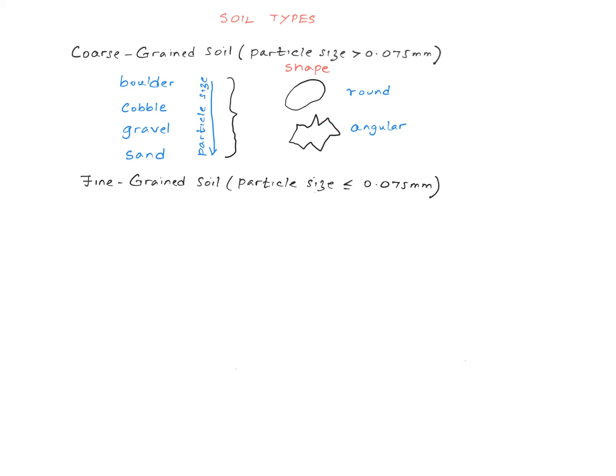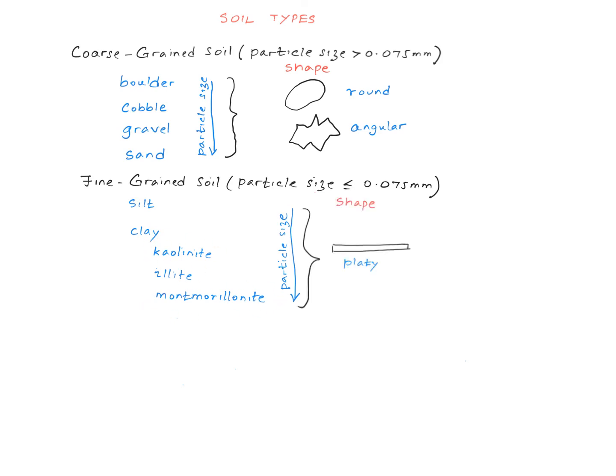The second category is called the fine-grained soil. So those soil with particle size less than 0.075 millimeter belong in this group. Basically, silt and clay belong in this group. There are several types of clay minerals, but these are the most common types of clay minerals: kaolinite, illite, and montmorillonite. Again, the particle size decreases as you go down in this list. So clays have smaller particle size than silts, and within clay, montmorillonite has a smaller particle size than kaolinite. And they have a platy shape.